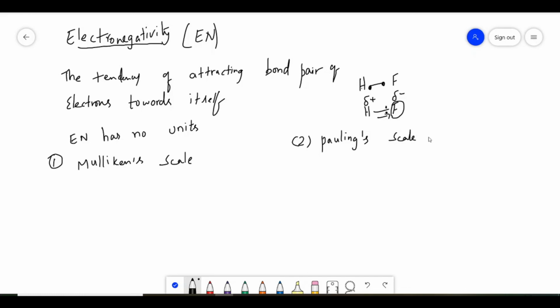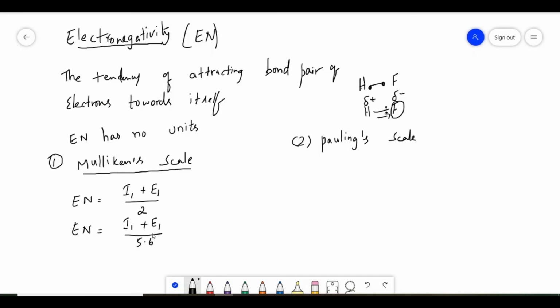Scale. So the Mulliken scale can be calculated by using some formulas based on the electron affinity and ionization energy given. So electronegativity is equal to (ionization energy plus electron affinity) by 2. So this is one formula. And we can also take electronegativity is equal to the same one, (ionization energy plus electron affinity) by 5.6.